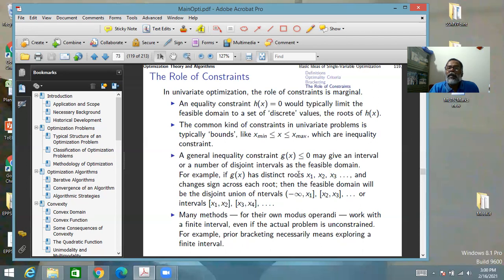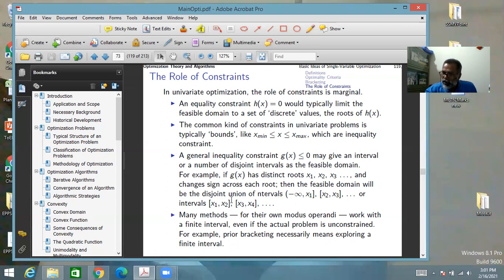Suppose below x1, g is negative. Then there it is valid, it is feasible. So from minus infinity to x1, it will be feasible domain. And then after x1, g is positive, so x1 to x2 is not feasible because it will not satisfy the constraint. Then again x2 to x3 will be feasible and so on, if g(x) changes sign across every root. Otherwise, you can work out the situation. If g(x) starts with positive, that is infeasible, then this will not be feasible.